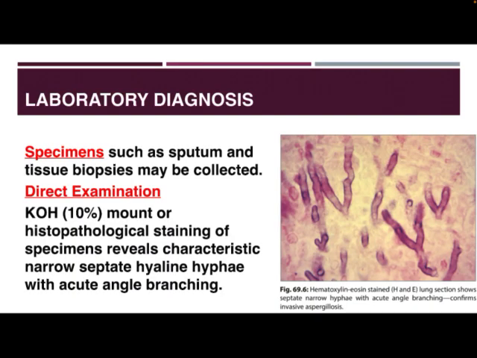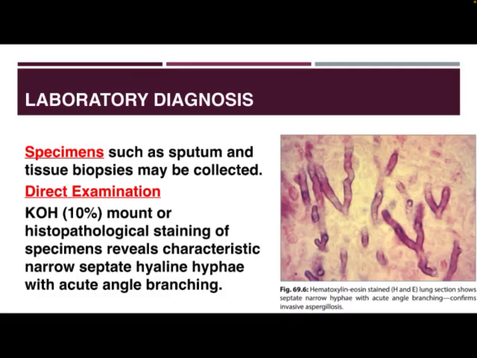Coming to the laboratory diagnosis, for each infection we need to know what the lab diagnosis is. In the case of aspergillosis, as it affects the lungs, the specimen collected is sputum or tissue biopsies. Once you collect the specimen, it is observed under direct microscopy, using 10% potassium hydroxide microscopy, or by histopathological staining. So that is the lab diagnosis.